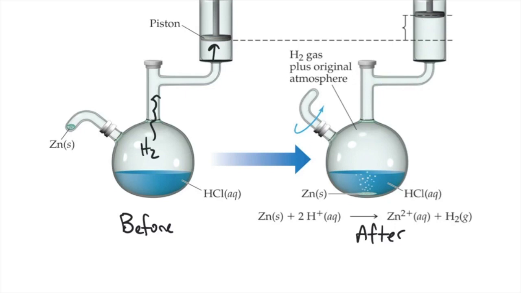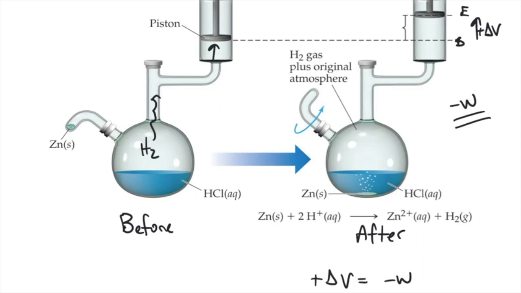Now the piston started at this level right here, and it ended here. And so you have an overall positive change in volume, a positive delta V up here. Now if this whole thing is the system and the surroundings is the atmosphere outside, then since the volume expanded, it did work on the surroundings. And when the system does work on the surroundings, it has a negative value for W.